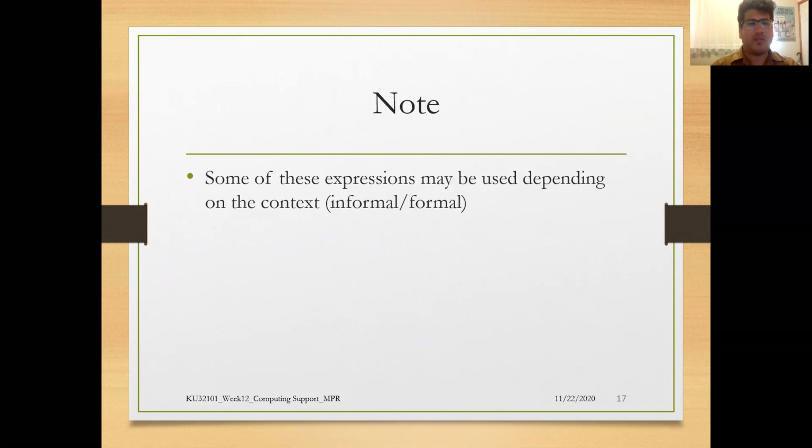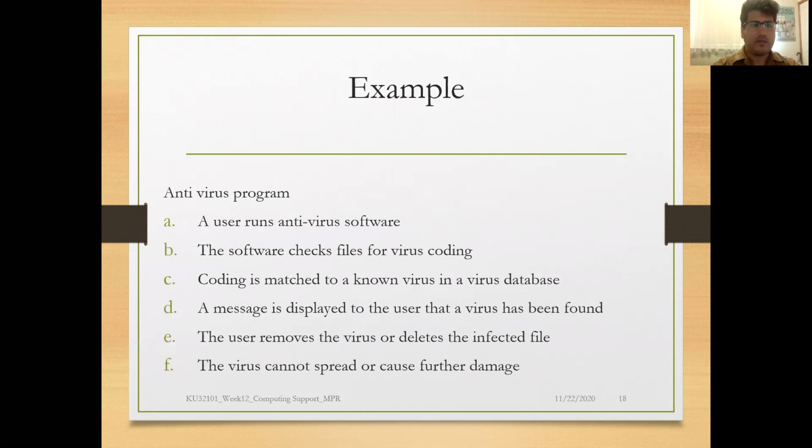So just a note, some of these expressions may be used depending on the context, informal or formal. For example, we're using only the causative verb make here, but in more informal settings, we might use get and have, or let's. The examples we're looking at today are more the IT workplace, so more formal settings. Okay, here we have a series of events about an antivirus program, A, B, C, D, E, and F.